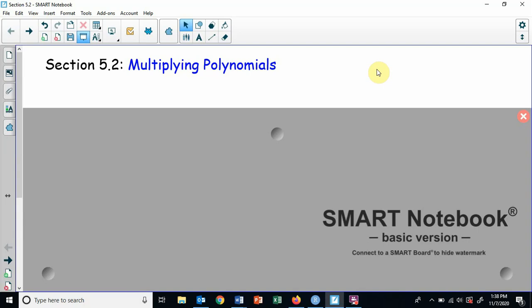So last lesson we worked on adding and subtracting polynomials. We also talked a lot about what polynomials were. This lesson we're going to just kind of step up to multiplying polynomials.